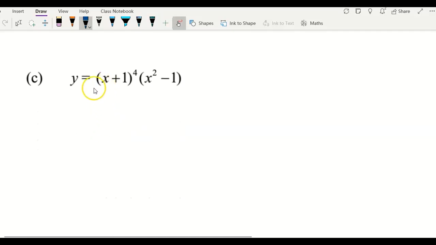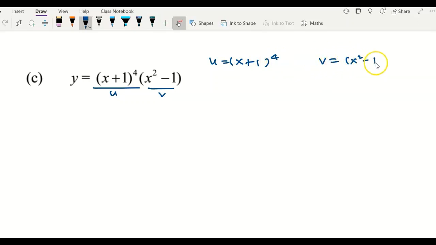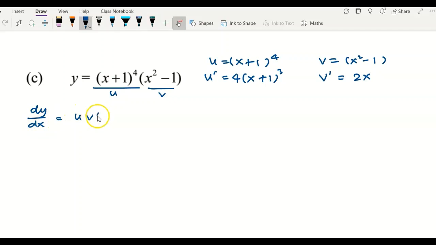Third example, again, I will let this become the u and this one become the v. So write down your u equals (x plus 1) to the power of 4, and v equals (x squared minus 1) to the power of 1. Then you get your u prime. U prime is 4(x plus 1) to the power of 3, and the v prime is 2x. Then get your dy/dx. dy/dx again is u v prime plus v u prime, which is the formula.